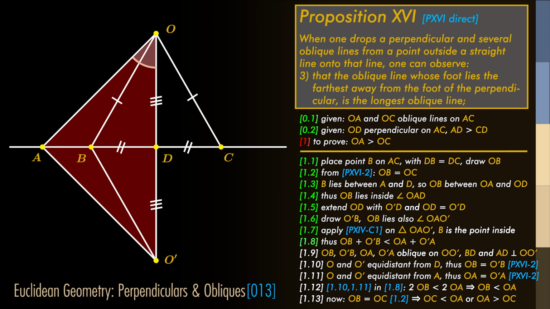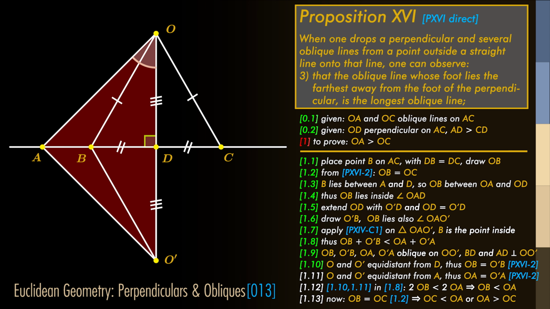This gives us the inequality BO plus BO' is smaller than AO plus AO'. Now consider the line OO' on which OB, O'B, OA and O'A are all oblique lines. BD and AD are perpendiculars on that line OO'. We know that O and O' are equidistant from D.